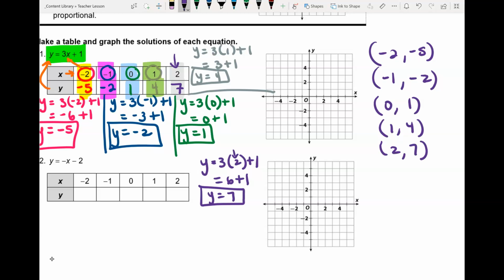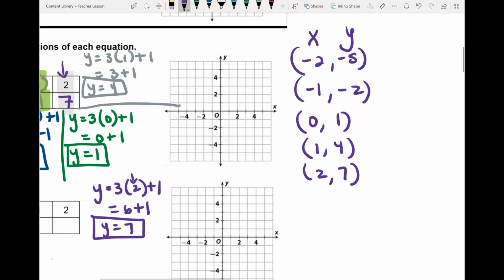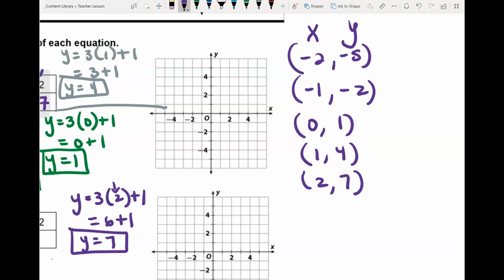So I'm going to graph. Remember, we always graph our x first and then our y. So graphing this, I have -2 going down to -5. So that will be -4, it's going 2, 3, 4, 5. So it'll be here. We start there. I'm done with that one.